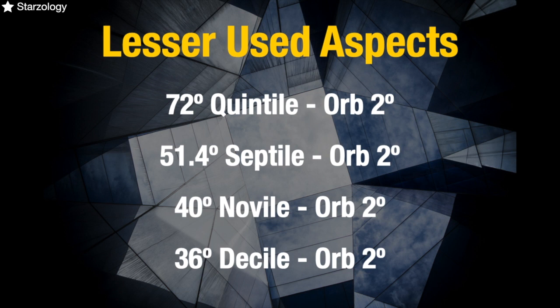So these are way lesser used aspects, and they're lesser used because they're not easily spotted in a chart, and they will come in different colors too. I'll go through that now.